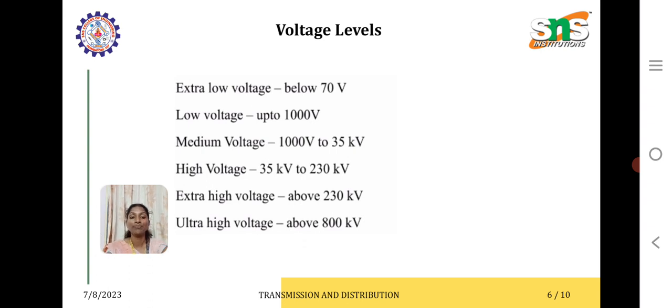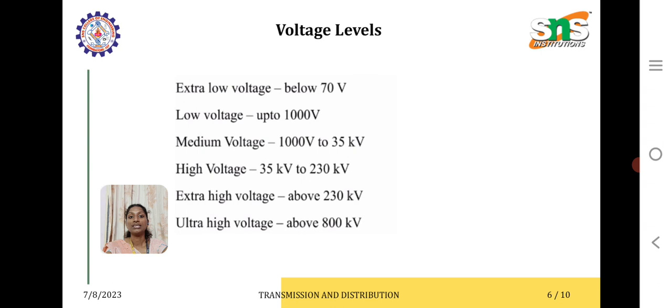It is below 70 volt. Low voltage is up to 1000 volts. Medium voltage is 1000 volt to 35 kilovolt. High voltage is 35 to 230 kilovolt. Extra high voltage is above 230 kilovolt, and ultra high voltage is above 800 kilovolts.